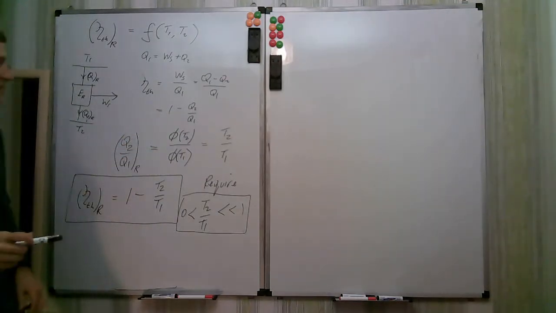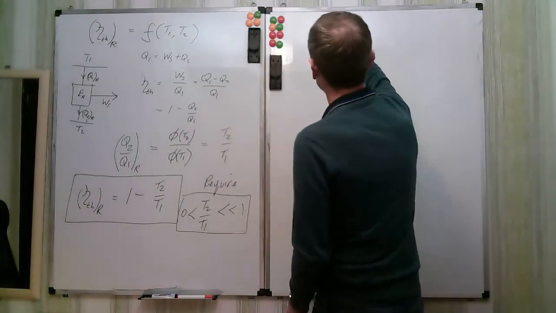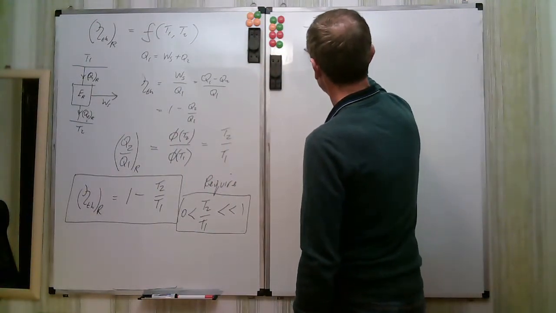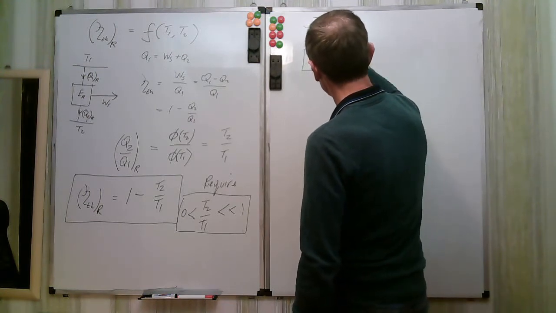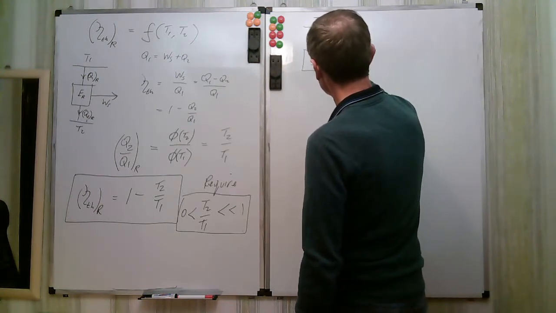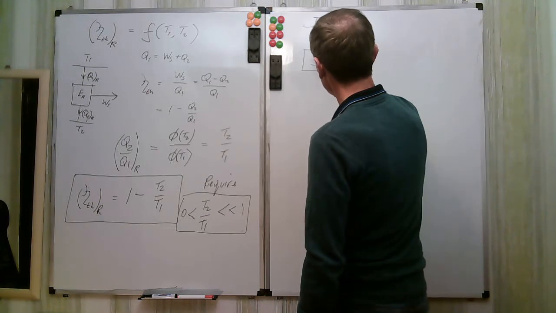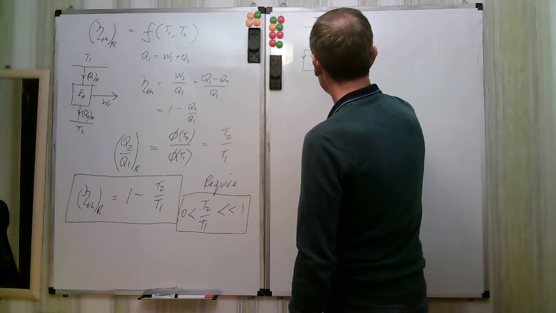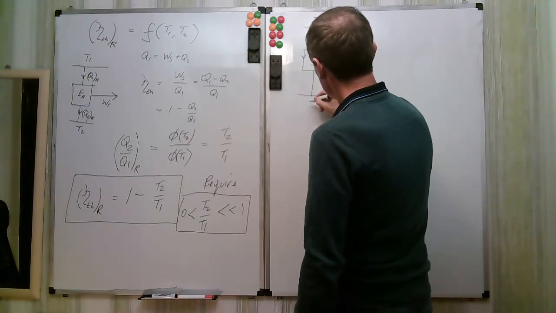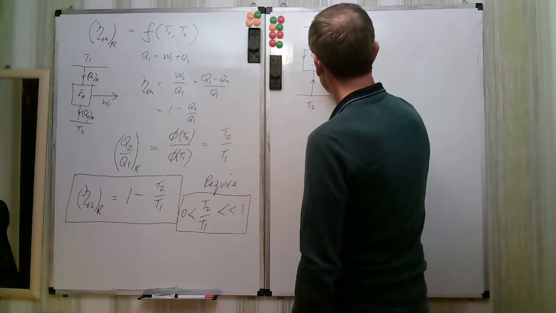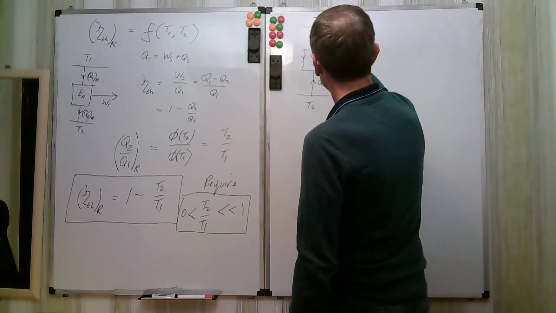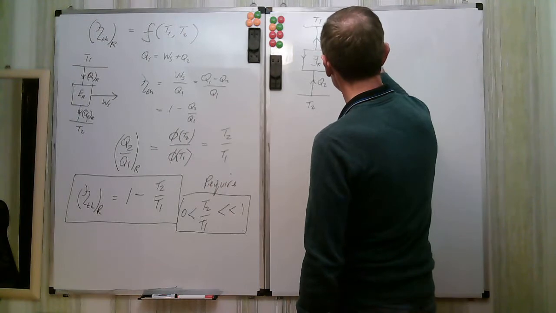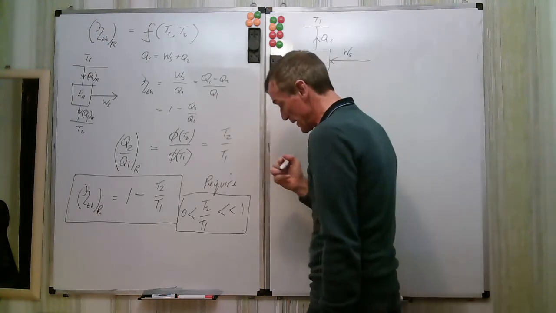But let's have a look at the situation of T1, and let's have a look at a reversible one, usually written like that with a little R on it. Doesn't matter really. So that's T2, Q2, Q1, and of course we're going to have to do some work on this thing.